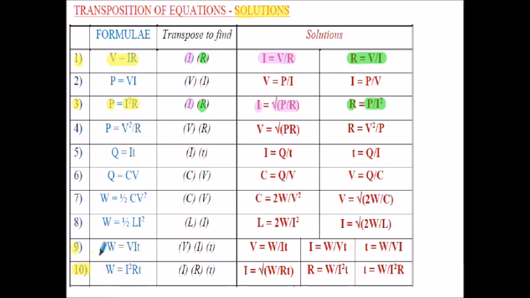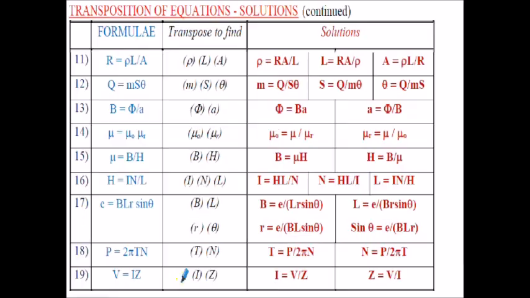In question 9 we were given W is equal to V multiplied by I multiplied by t. So this time we were asked for 3 various transpositions. The first to make V the subject, shown here. The next to make I the subject, shown here. Finally to make t the subject, and that's the solution shown here. And further solutions shown here for questions 11 through to 19, solutions on the right hand side here.